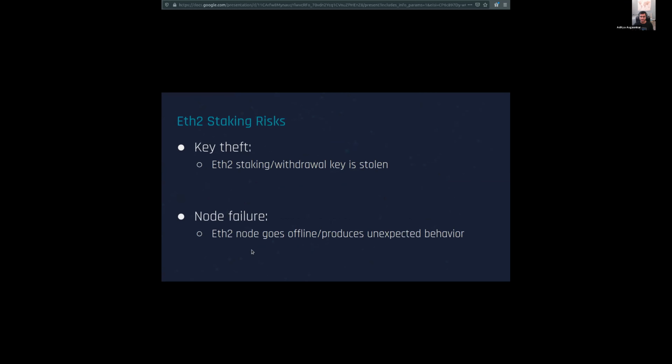I'm sure a lot of our listeners here are very interested in becoming ETH2 stakers. There's a couple of risks involved, and some of them are very serious. The two most serious risks are key theft and node failure.